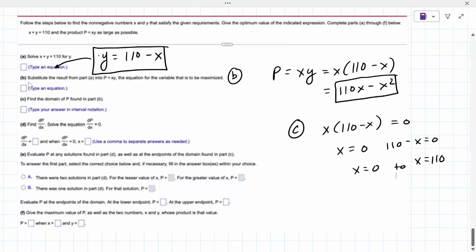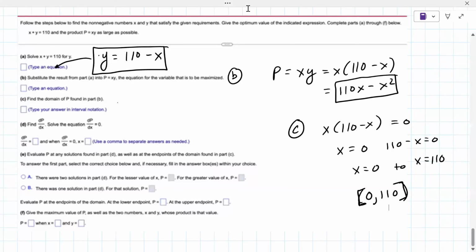So the domain here is parentheses. Actually, let me write over here. Parentheses 0 to 110. Actually, they can be included, so it's bracket. All right, so that's part C.